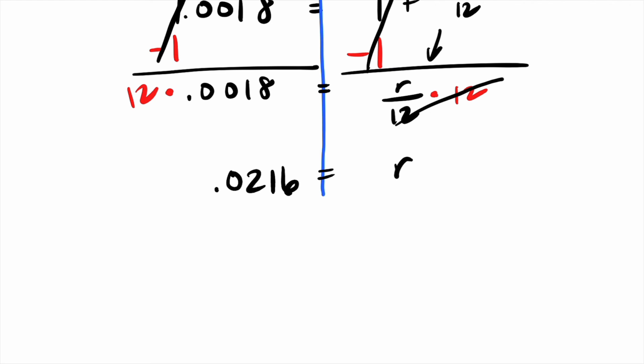Solve for R. But they wanted R as what? What did they say they want R as? A percent to the 10th. So the next thing I got to do is change it to a percent. So how do I change R to a percent? Multiply. Yeah, you can multiply that number by 100, or you can just move the decimal 2 places to the right. So it'll be 2.16%.